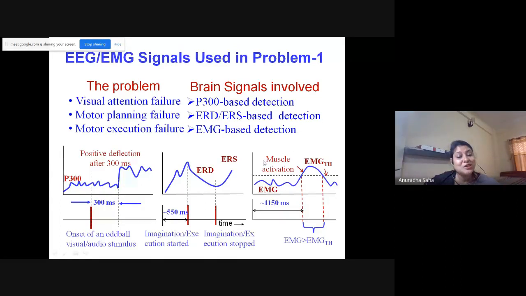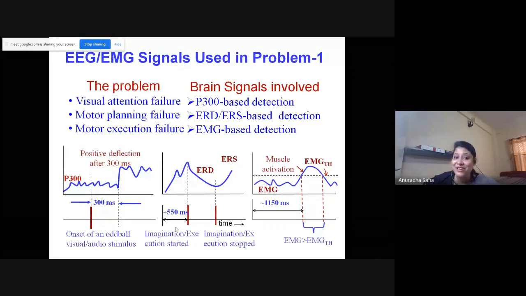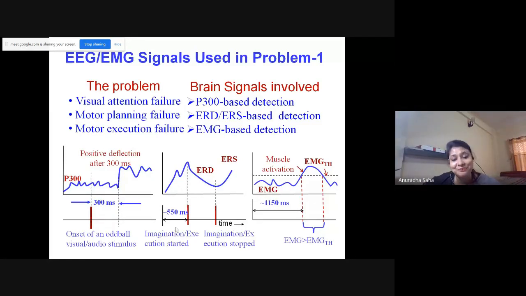Now, this is basically applicable for the EEG signals, whenever your brain is involved during the motor planning phase as well as the motor execution phase. But there we must not forget that another aspect is involved, which is the muscle fatigue. That means muscle failure due to any kind of lack of food or lack of sleep, or some kind of fatigue.